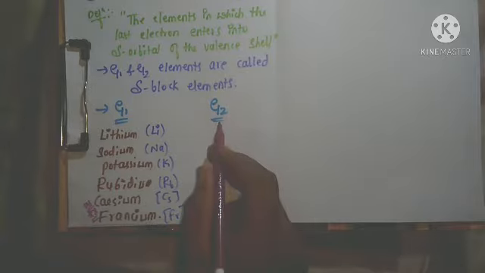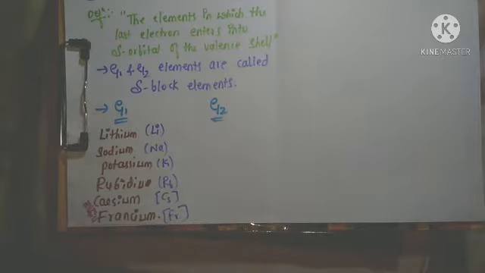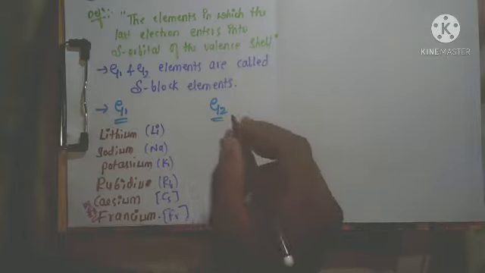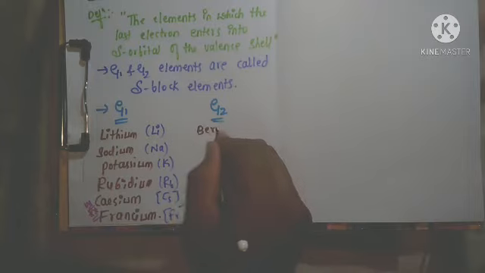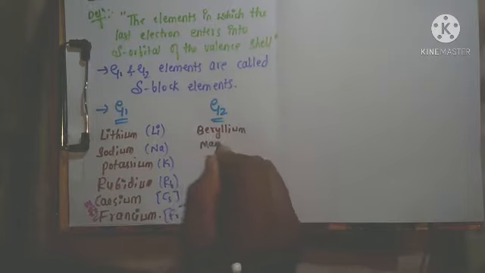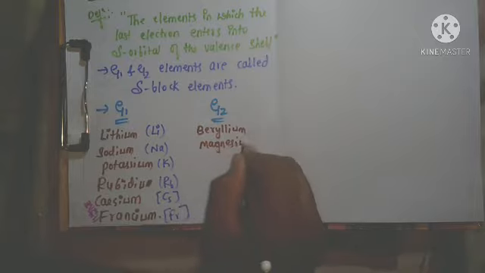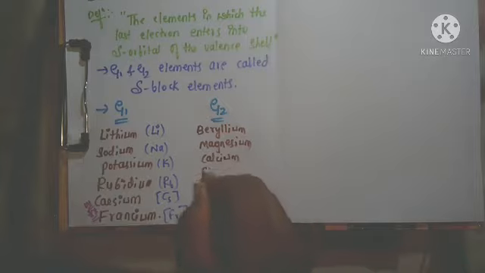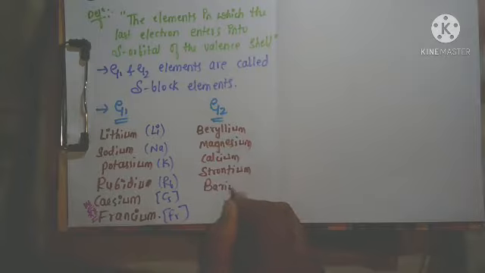Now we will go for the group 2 elements. What are the group 2 elements? I will write here. Group 2 elements are beryllium, magnesium, calcium, strontium, barium, and the last one is radium.